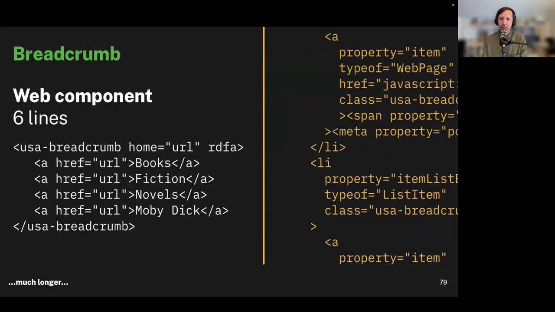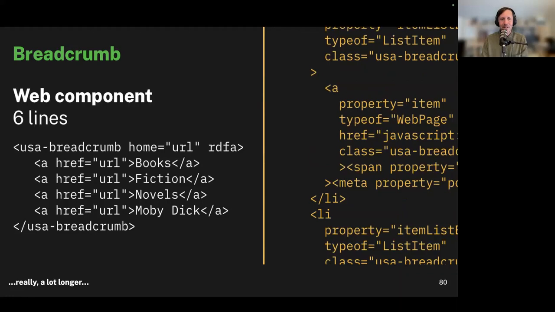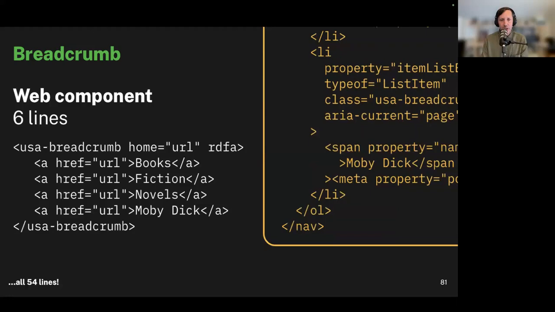Slide 79. We'll just take a quick scroll through those 54 lines on the right side of the page. It's much longer. Slide 80. Yeah, really a lot longer. Slide 81. And all those extra lines are just more things for developers to track. Additional points of potential failure when building a website.